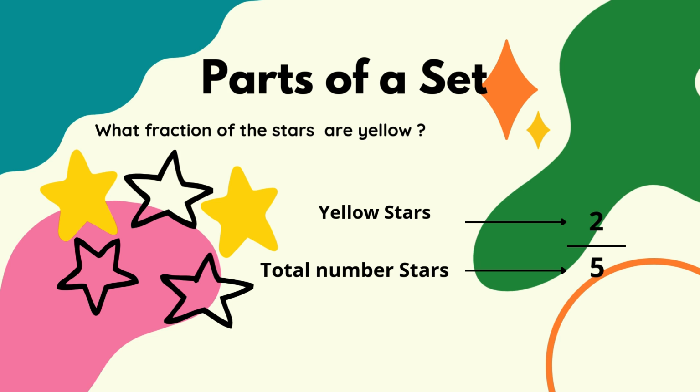What fraction of the stars are yellow? How many stars do we have in total? 5 stars. This will be put in the denominator. How many yellow stars do we have in these 5 stars? 2 yellow stars, so 2 out of 5.